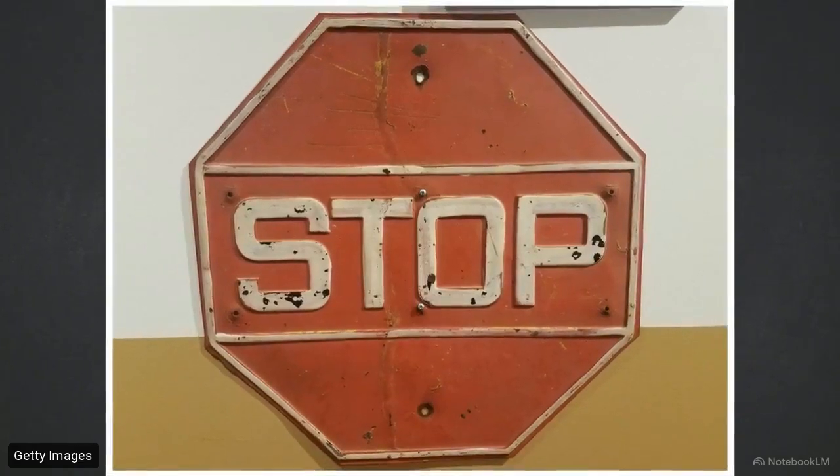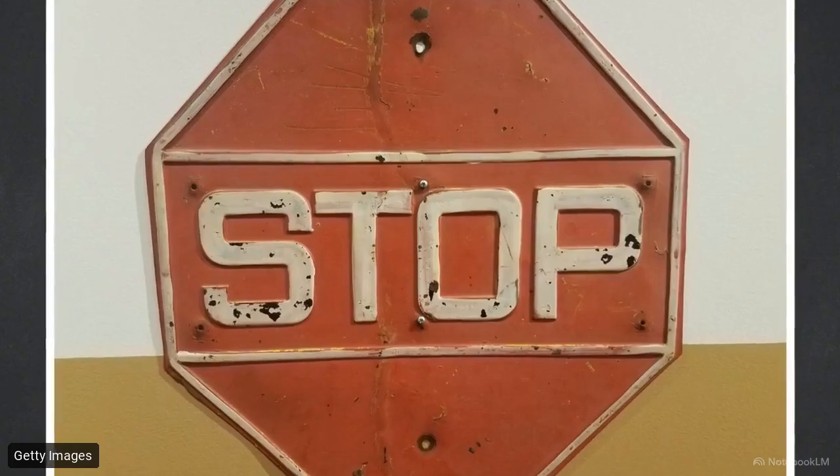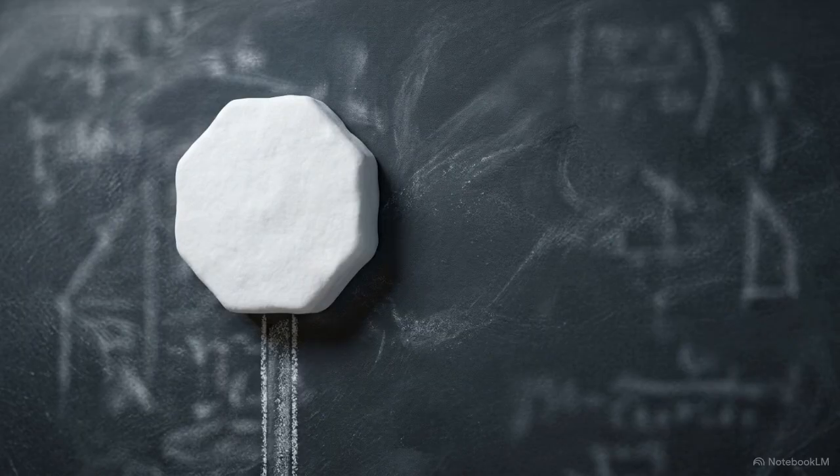We see this sign every day. The red octagon is a universal signal to stop, chosen because its distinct shape and symmetry make it recognizable even when the paint is completely worn or the words are obscured.